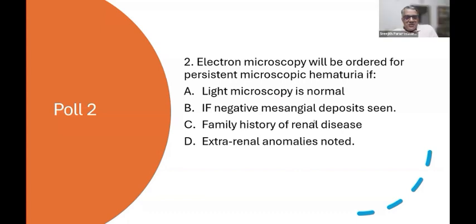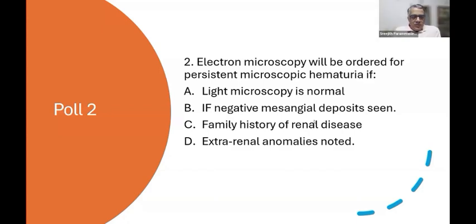That's a difficult choice to make. Yes, Srijit, what are your comments there? Electron microscopy is routinely done very often. I don't know whether our comments will influence the answering. People are trying to answer the poll, I suppose. Yes. But these are all situations where you would definitely ask for an electron microscopy, I believe.